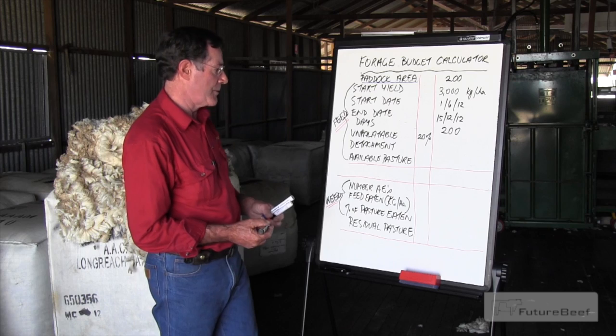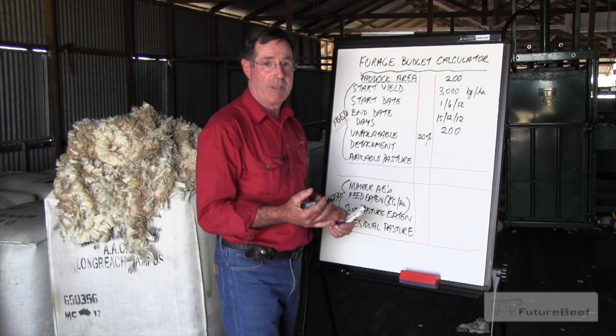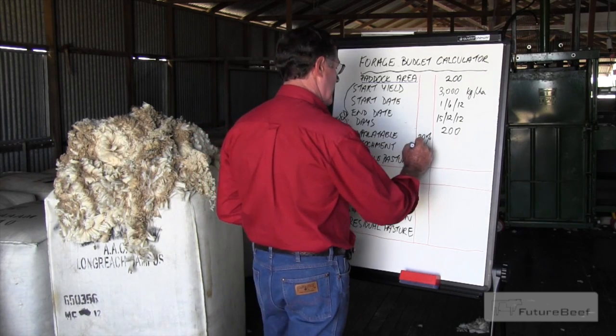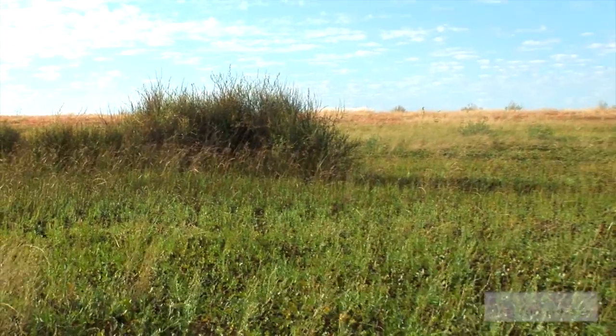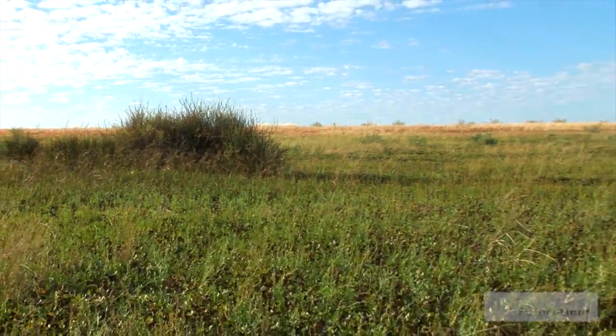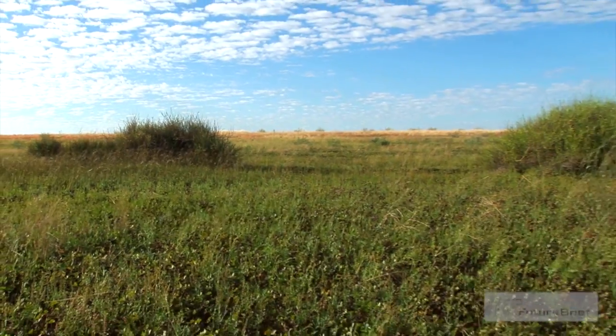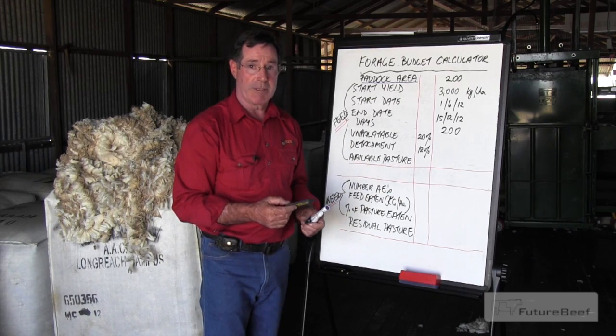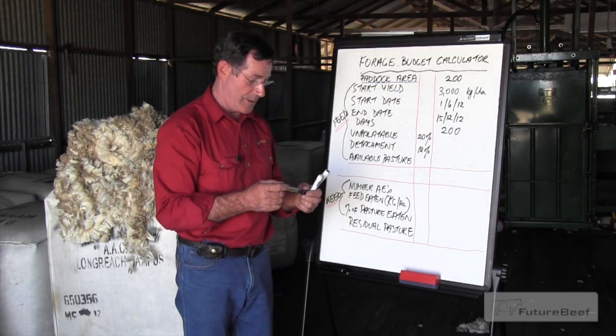So 15% is a rule of thumb, but this time there's a few more annuals in the pasture, so we might bump that up to 18% is going to fall off and be trampled. So now we take our 3,000 kilos, take out the unpalatable, take out the detachment, and we'll end up with an available pasture figure. So I'll do those calculations now.